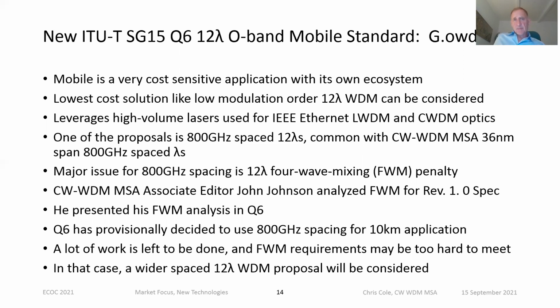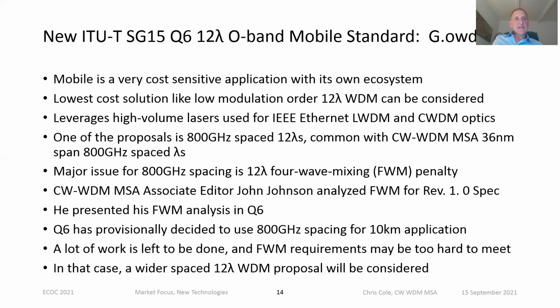One of the main proposals is 800 gigahertz spacing, 12 wavelengths. This is common with the CW-WDM MSA, 36 nanometer span, 800 gigahertz spaced wavelengths. And it's also common with the LR4 and LR8 grids that the IEEE used. Now, the major issue for the 800 gigahertz spacing, 12 wavelength solution is 4-wave mixing penalty.